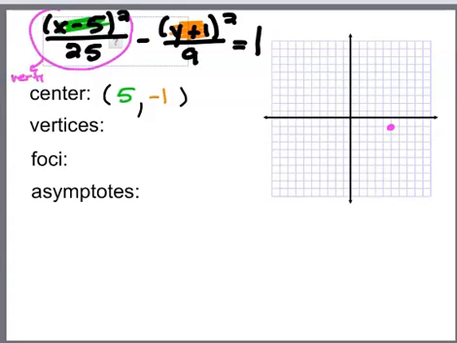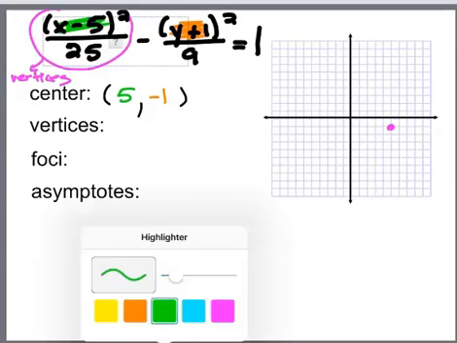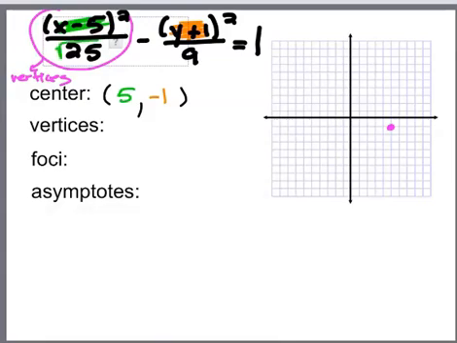And here, this is the vertices. We're going right, left. So I get that by taking the square root. Square root of 25, so our A is 5. Our B is square root of 9, which is 3. So I'm going to go from that center, I'm going to go right 5, left 5.